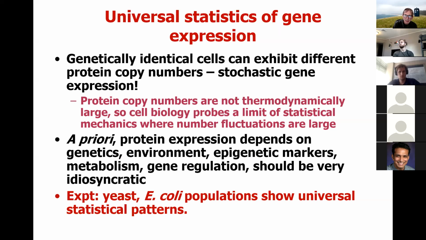So here's another one. I'm going to show you some other data here. This is the statistics of gene expression. So if you have cells that are genetically identical, you might think that they all produce exactly the same proteins, but that's not true. They produce different numbers of proteins, and so we say that gene expression, the production of proteins, is a stochastic process.